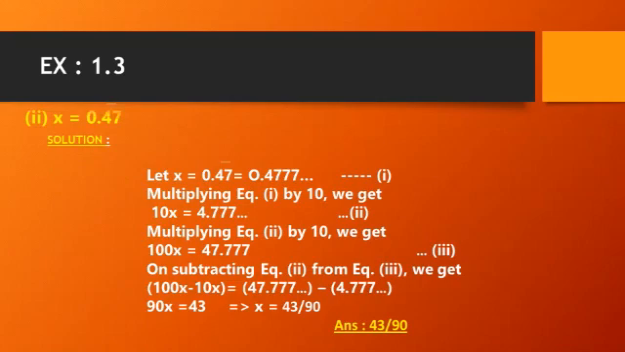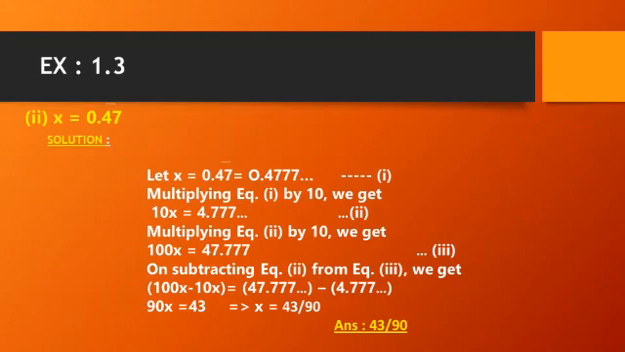Second question, x is equal to 0.47 bar. Here only one digit is repeated. We can write x as 0.47 bar, which is equal to 0.4777, etc. Consider this to be the first equation. Since only one digit is repeated, we can multiply equation 1 by 10. We get 10x is equal to 4.777, etc. Name it as the second equation.